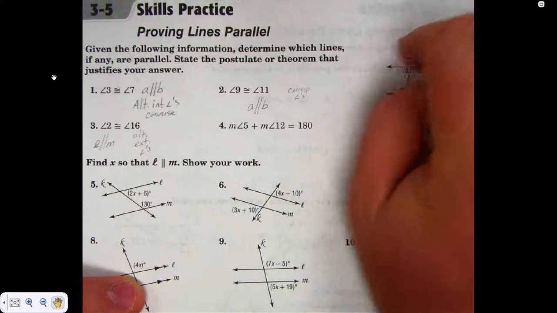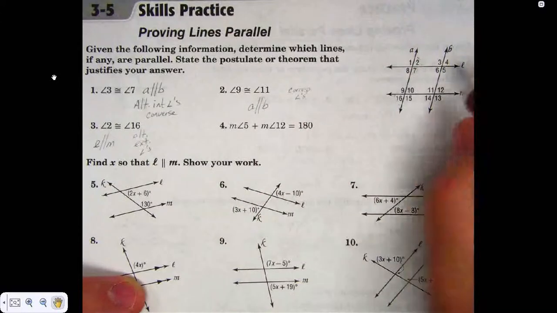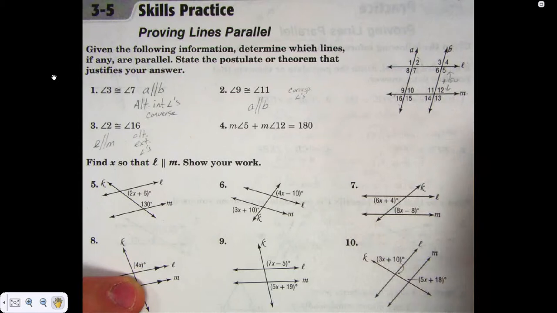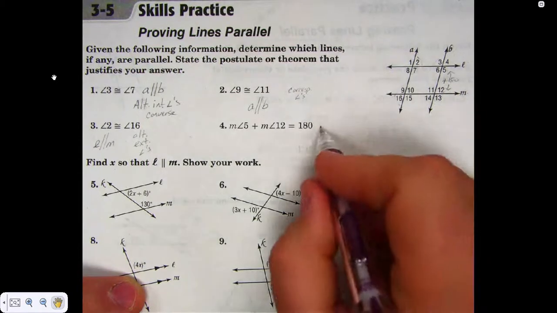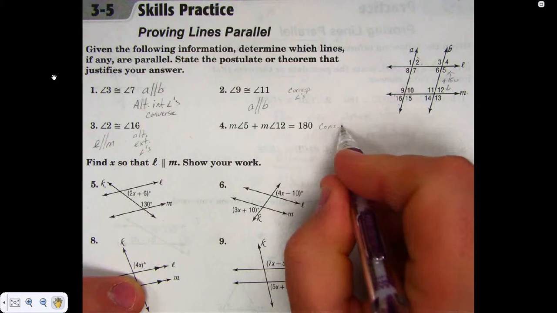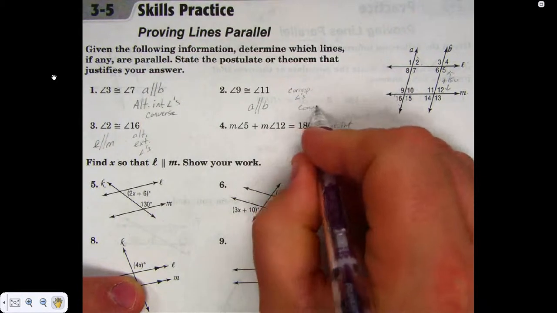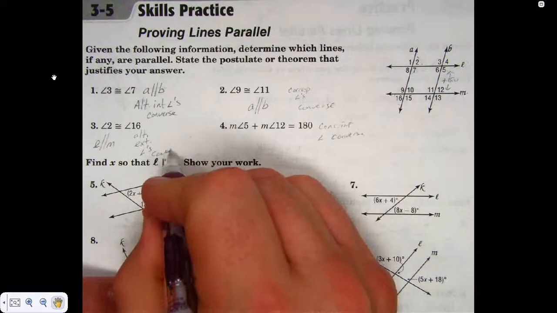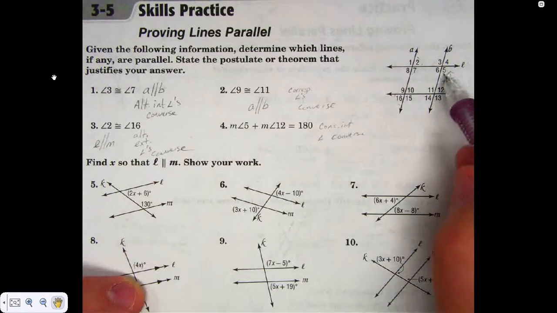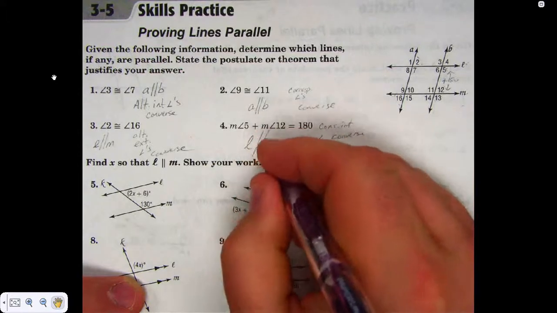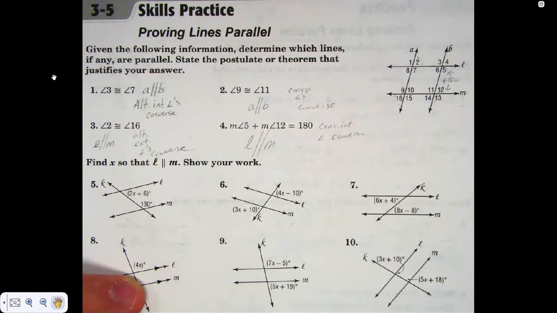Last thing here, angle 5 and angle 12. It's saying these two add to 180, correct? So that makes which ones, so this is what? Second interior. I forgot to write converse. So, which one's my transversal? B, which two lines does it intersect? So that's saying that L is what? Those are the two that have to be parallel. That's a pretty easy concept, isn't it?